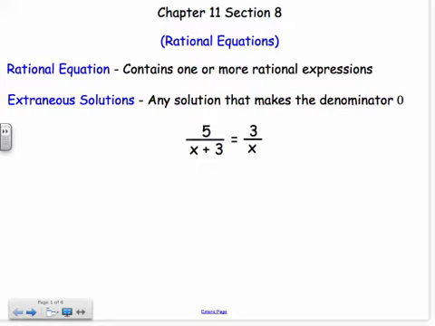Let's solve some equations here. And I'm not talking your basic one-step or two-step equations, or even equations with the variable on both sides. We're talking about rational equations. These bad boys are fun. The reason why they're fun is because they can be challenging.